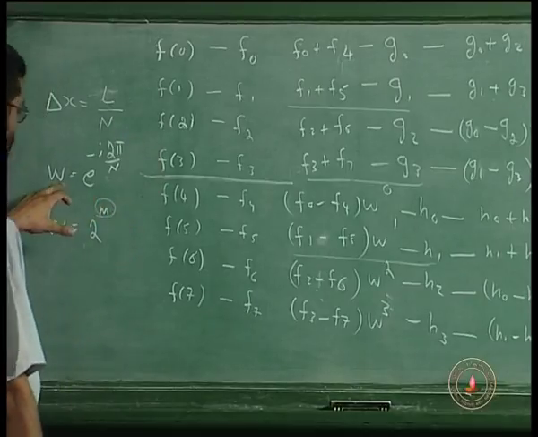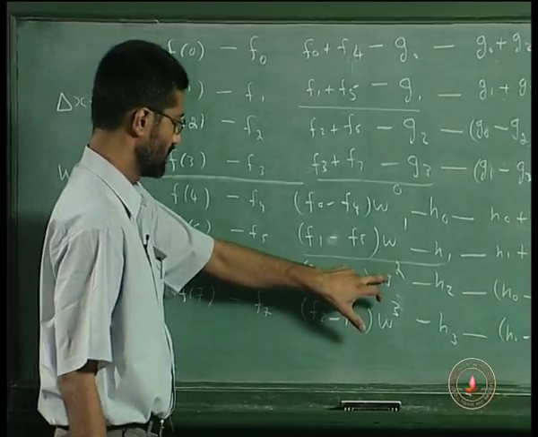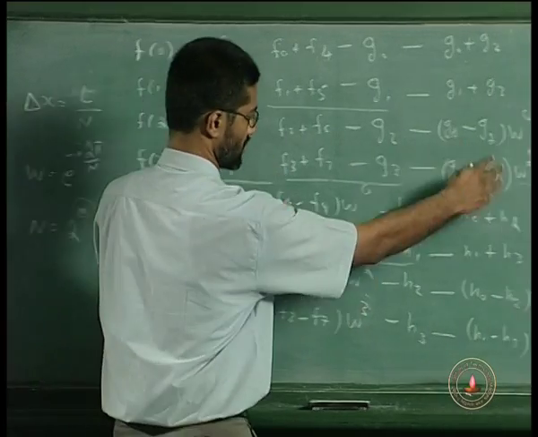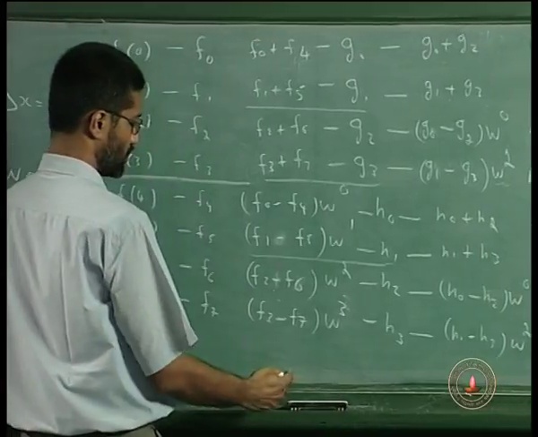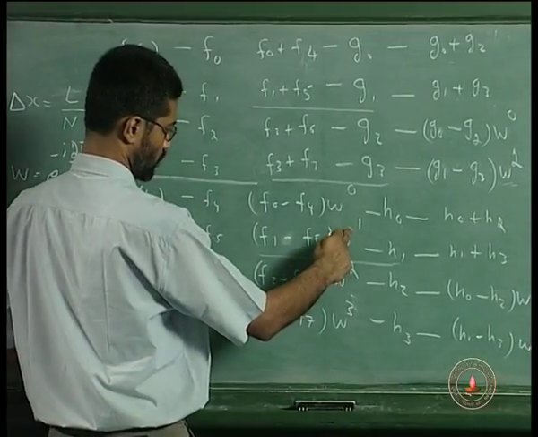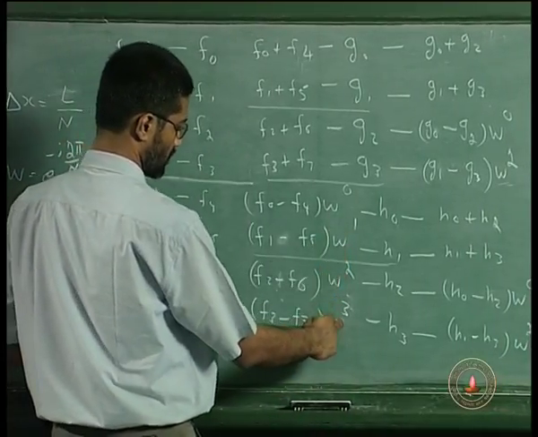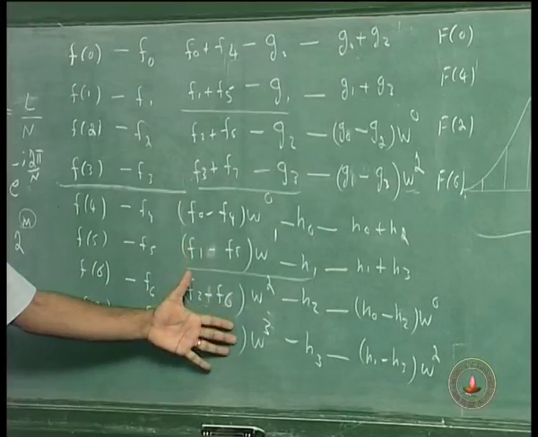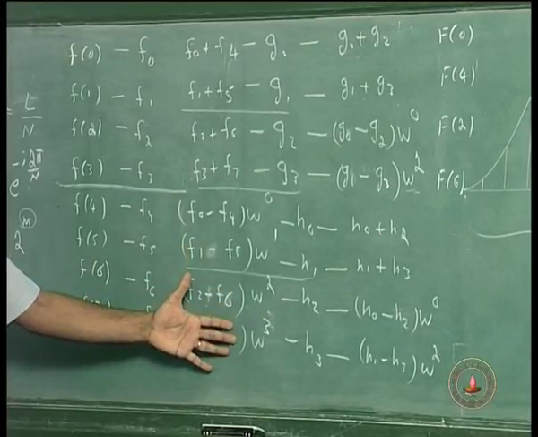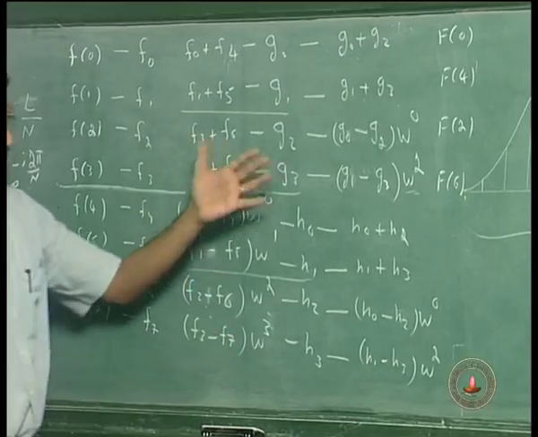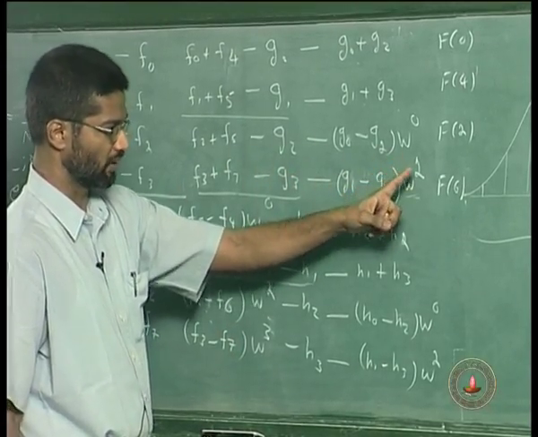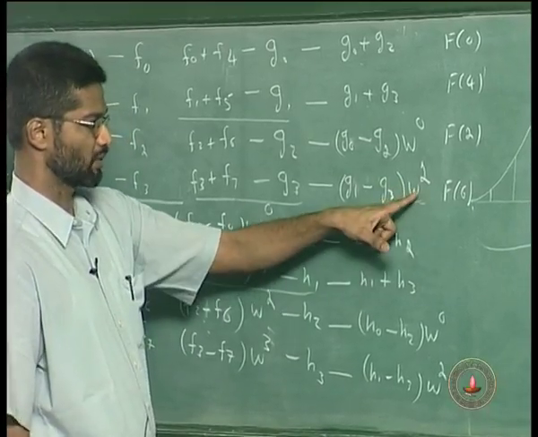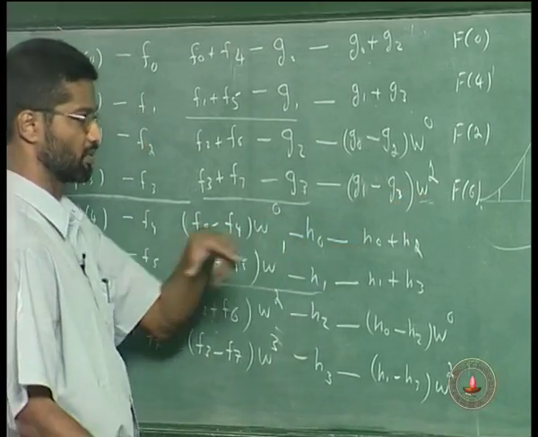So our omega naught, the way I have written here, is the same. It's 2 pi by n here, 2 pi by n here. So what I do is I write w to the power 1, w to the power 2, w to the power 3 in this step, using omega naught as 2 pi by n. And in the next step, instead of writing w squared, I will write w to the power 1, but I change my omega naught to omega naught into 2.